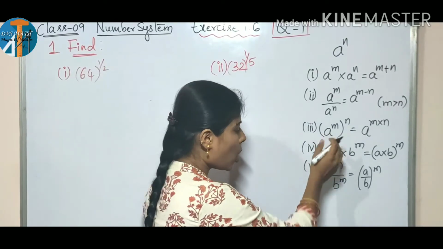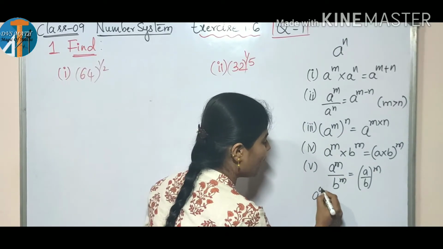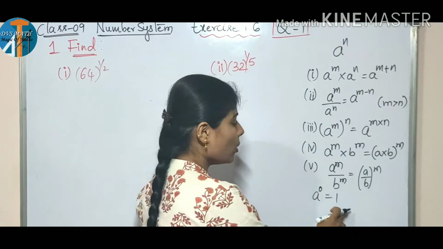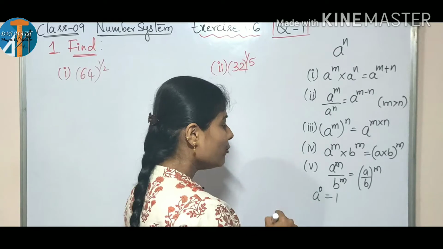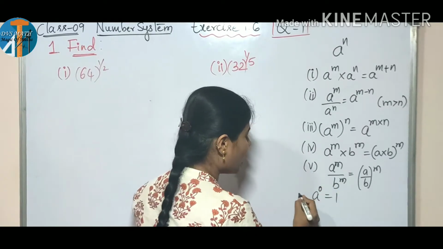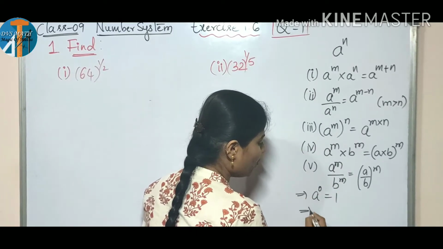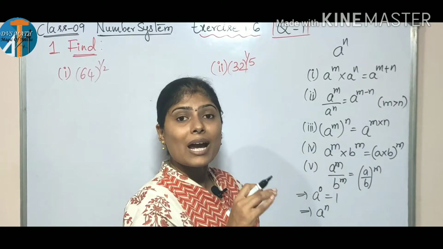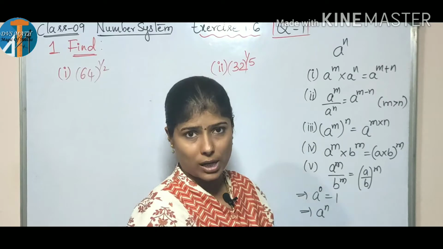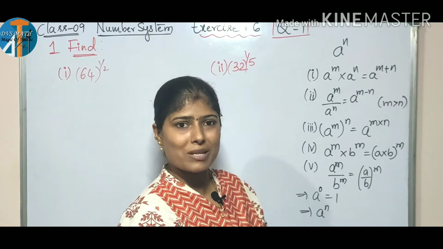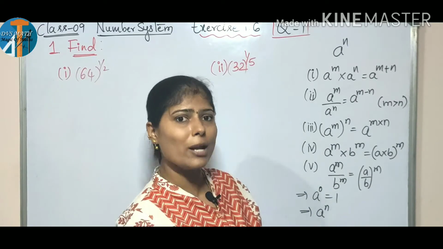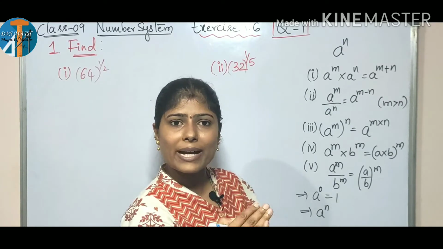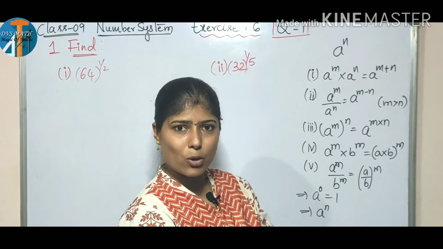Along with this, you all know the value of a power 0 is equal to 1; anything to the power of 0, its value is 1. And we have another one. If I consider an exponent and its reciprocal, as you know, what is the reciprocal of 7? 1 by 7, clear? Or what is the reciprocal of 1 by 8? 8. So these are reciprocals of each other.